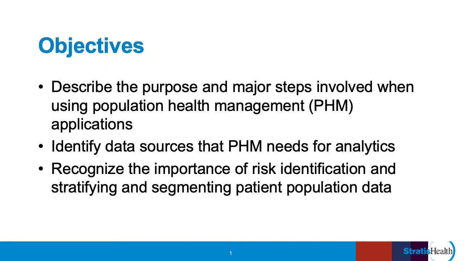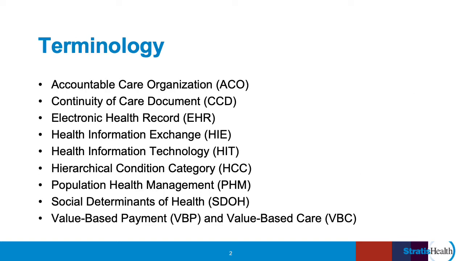Our objectives in this second session are to describe the major steps involved when using population health management (PHM) applications, identify data sources that PHM needs for analytics, and recognize the importance of risk identification and stratifying and segmenting patient population data. Here is a list of many acronyms and terms we are using in this series. Please pause on this slide if you need to review any of these. Most of them were reviewed and defined in Session 1.